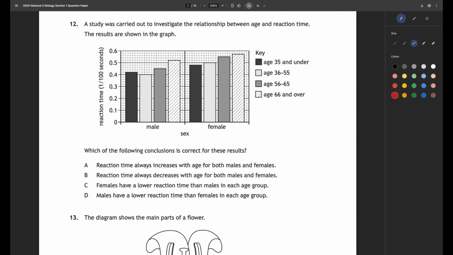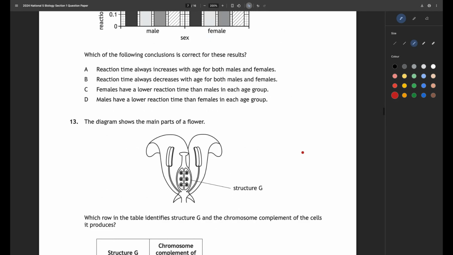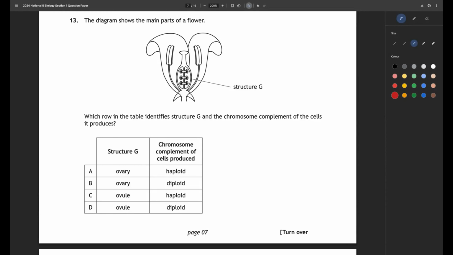C, females have a lower reaction time than males in each age group. That's not true. Again, we can look at the data quickly and see reaction time is greater. And D, males have a lower reaction time than females in each age group. And again, we can look at the data and compare each individual age group, and we can see that the males do, in fact, have a lower reaction time than females in each of the groups. So we're going to go for D there for question 12, just by process of elimination.